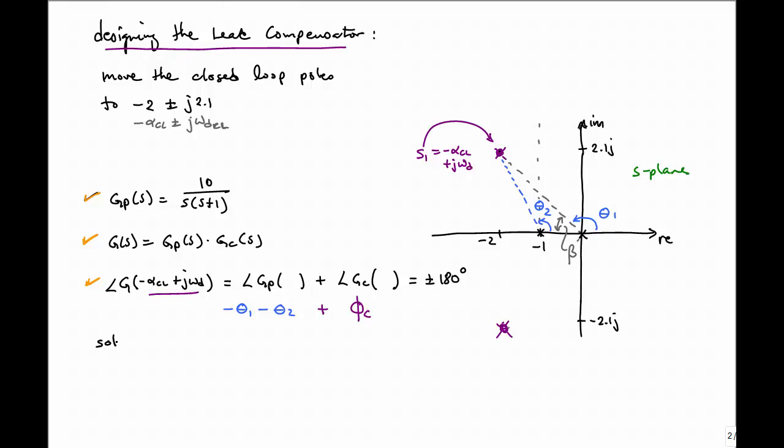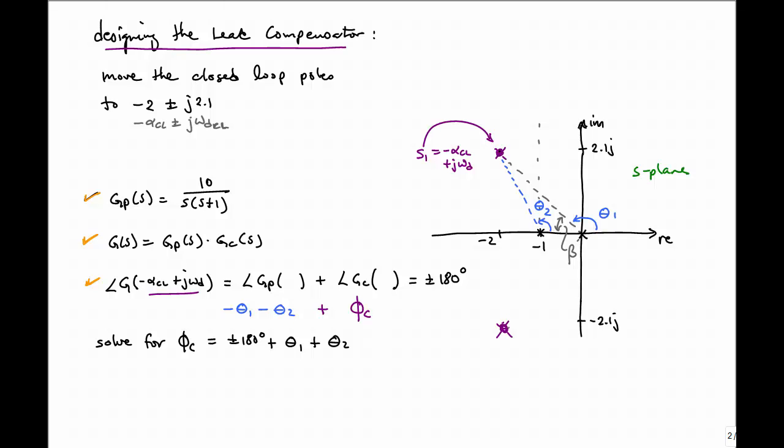We then are going to solve for the angle deficit, the amount of lead angle that the compensator will need to provide at this desired closed loop pole location. So it'll be equal to plus or minus 180 degrees plus theta 1 plus theta 2. So now we need to go to work at figuring out what theta 1 and theta 2 are.